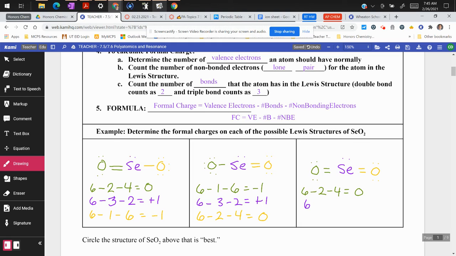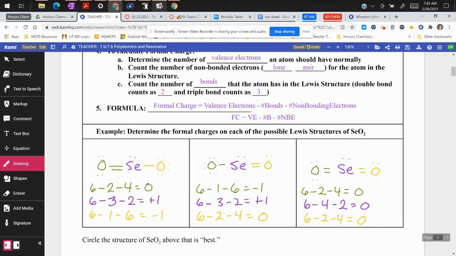Selenium is 6. This time it has 2 double bonds, which means we're going to subtract 4, and it has 2 dots from the lone pair. Well, interesting, that's also 0 now. That's a change from last time. And then for the final one, 6 minus 2 minus 4, also 0.